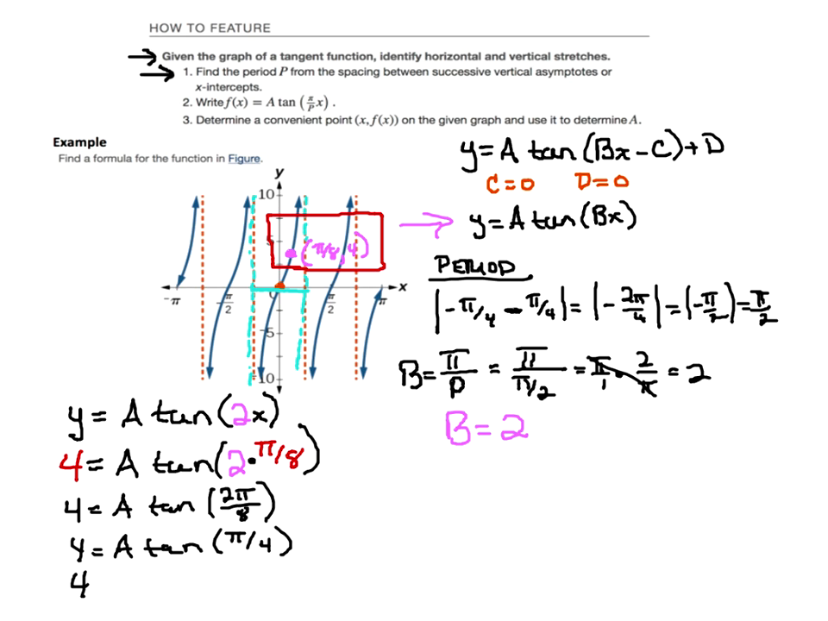So this is just 4 equals a times 1. So a is 4. I'm now ready to write my equation. The equation of this tangent function is y equals 4 times the tangent of 2x.